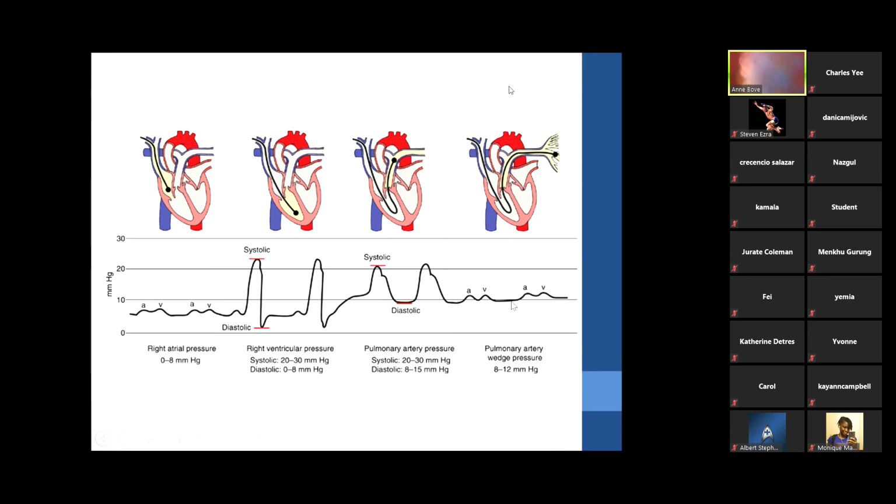And then when you're looking at the wedge, once again, you're closing off the right side of the heart when the balloon is inflated, and that's only inflated for about 7 seconds, okay? So it's not a long time. It's just to get a picture, and you get to see what's going on on the left side of the heart. And once again, you see an A wave and a V wave, when the valve is open, when the valve is closed, and they should both be about the same size.